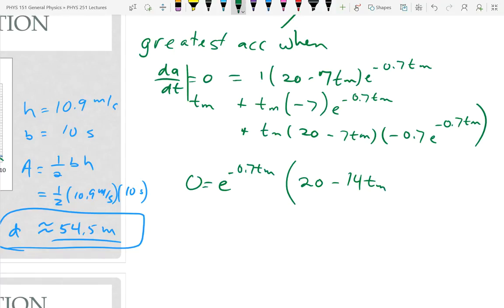Oh, here's another 7, minus 21. Oh, no. Let's just do the last one last. Minus 14 tm plus 20 times minus 0.7 is minus 14 tm, right? So tm times 20 times minus 0.7, minus 14. And then the last one is going to be a tm squared plus 7 times 0.7 is 4.9 tm squared.